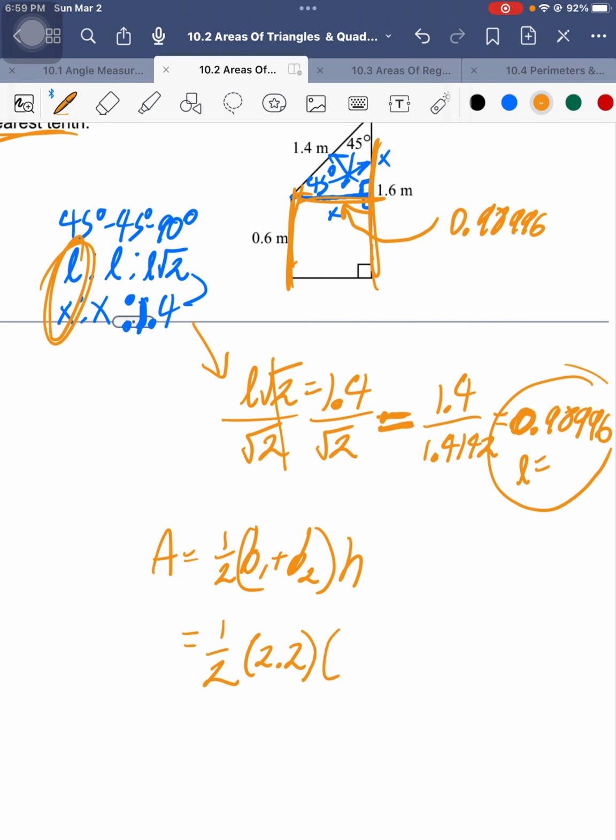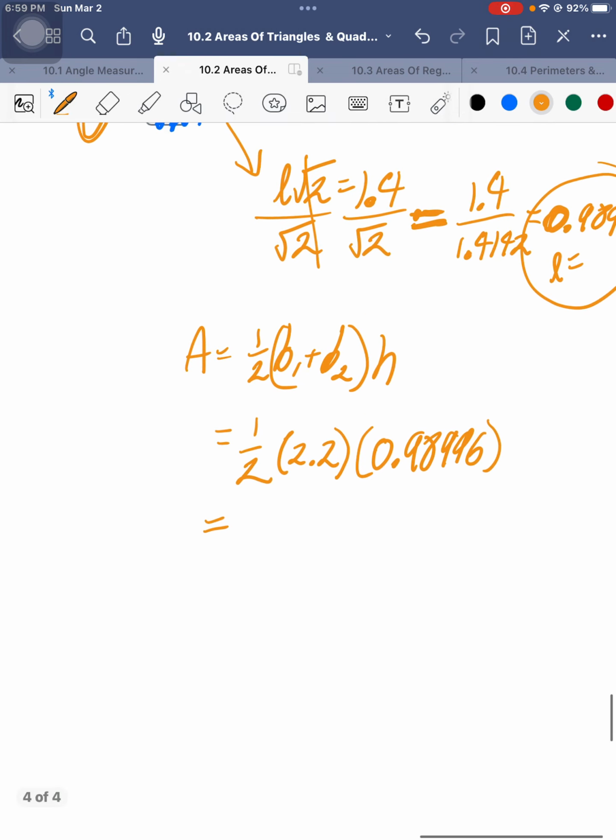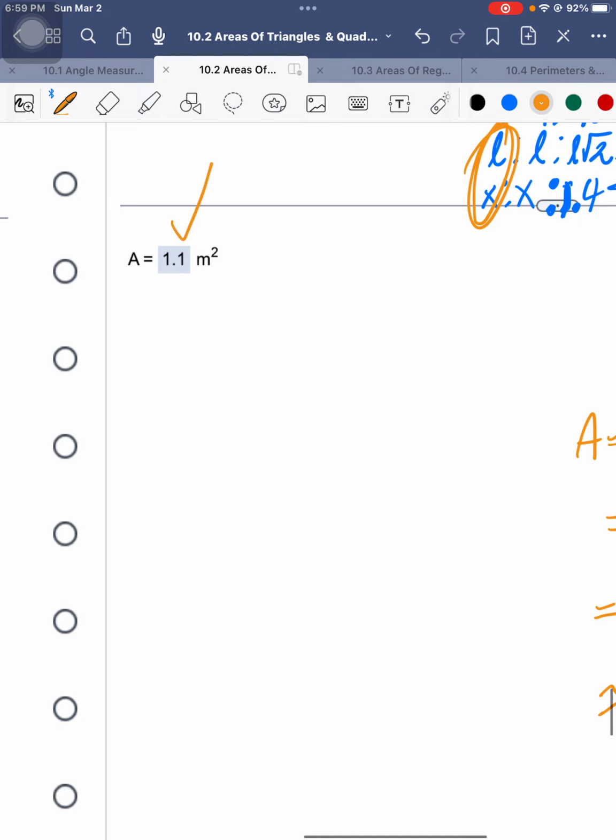2.2, and my height is 0.98996. So 0.5 times 2.2 times 0.98996, which gives me 1.088956. Now I'm going to round to the nearest tenth because that's what they asked me to. Now at the end I can finally round my answer. So my rounded answer is 1.1. And there it is, 1.1.